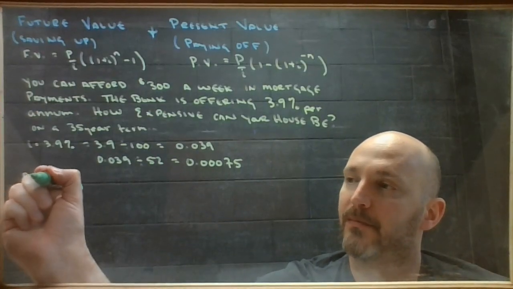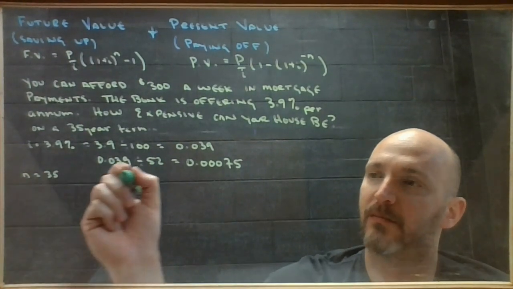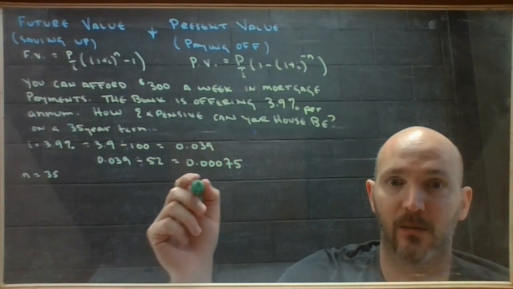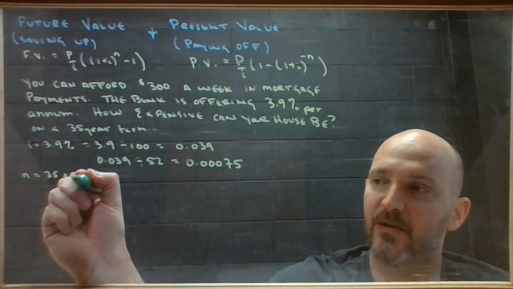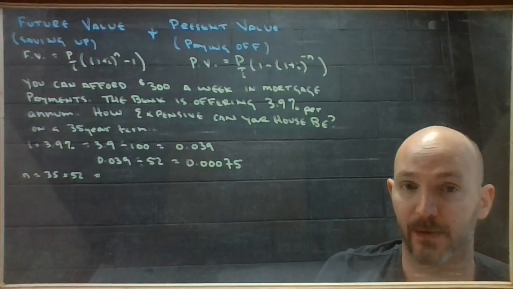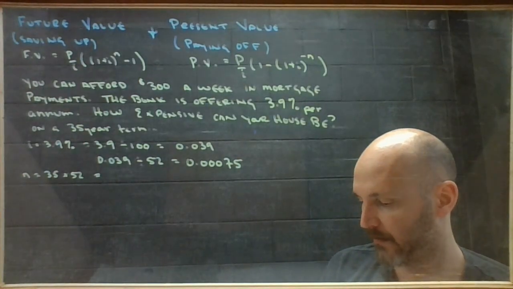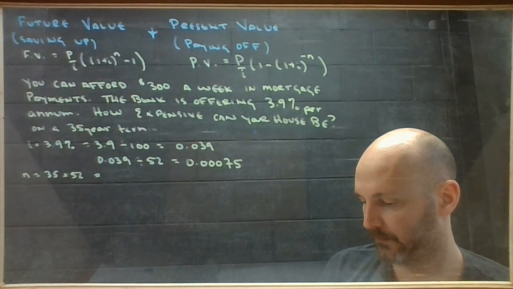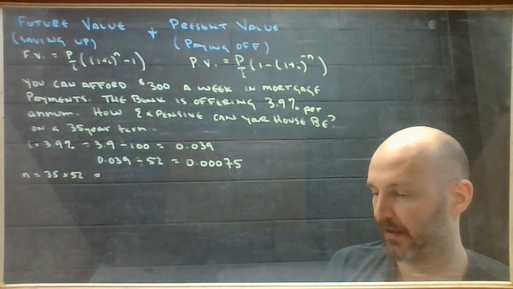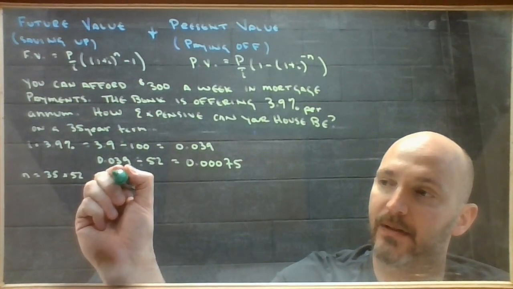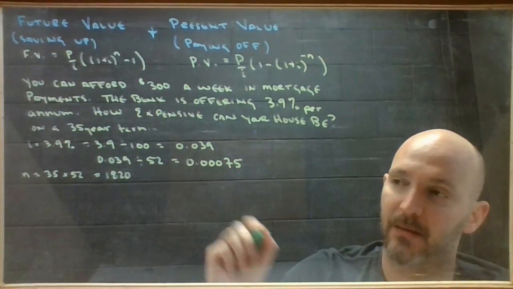My term was 35 years, but I'm compounding it weekly. So that's 52 payments a year for 35 years, which gives me 1,820 payments.